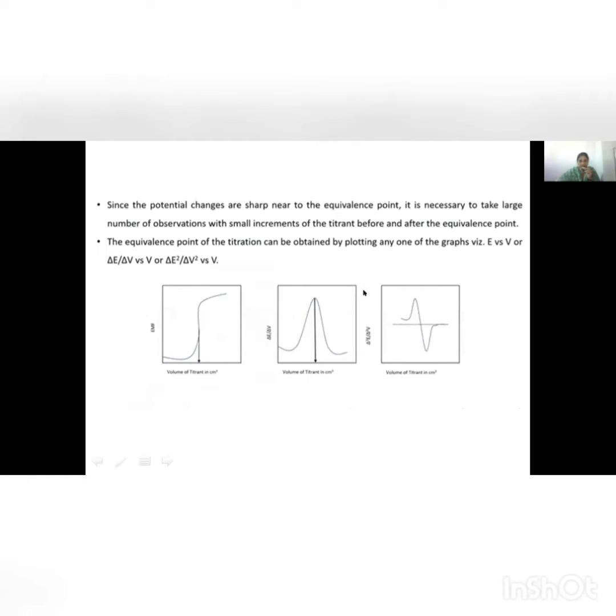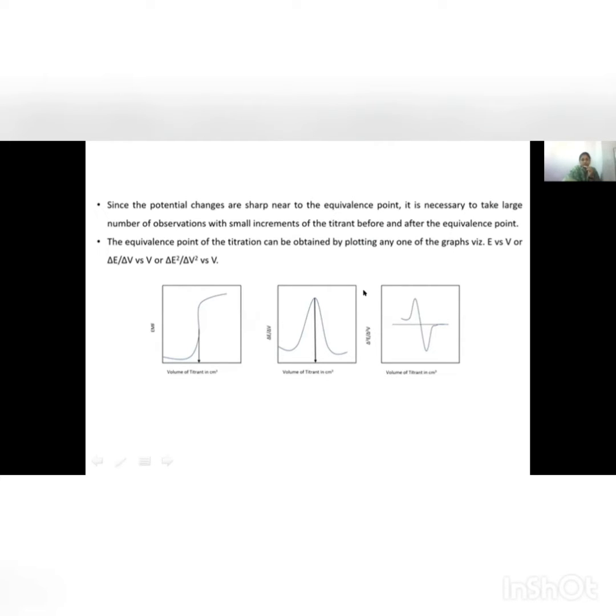And we get three types of graph. The equivalence point of the titration can be obtained by plotting any one of the graphs: EMF versus volume of titrant, delta E by delta V versus volume of titrant, and delta square E by delta V square versus volume of titrant.